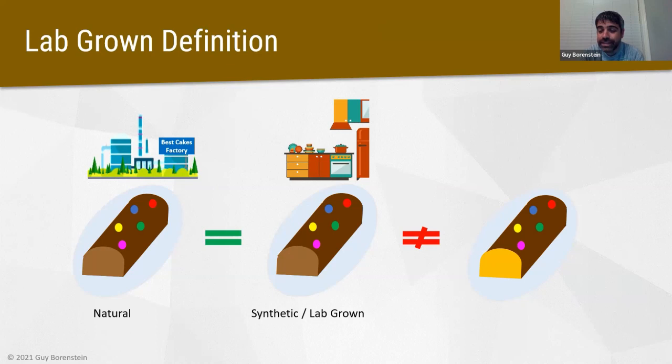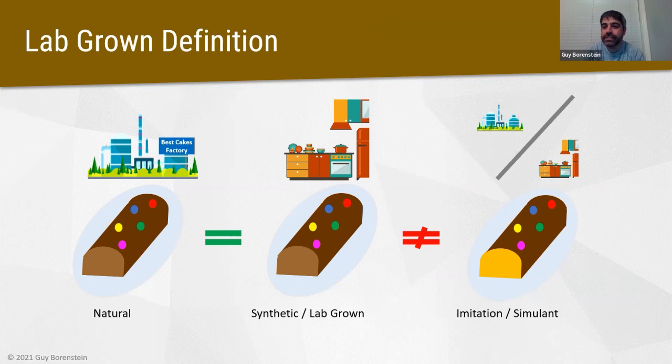This is what we call imitation or substitute or a fake, whatever you want to call it. This is just a simulant, something that simulates the appearance of the natural stone, but it's not the same. It can look similar to the eye, but with every test that we do, every bite from the cake, we will immediately know the real difference.